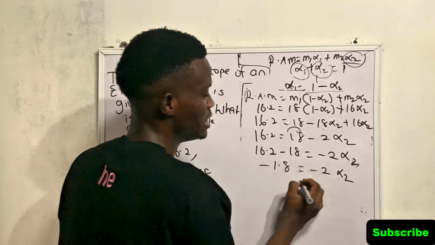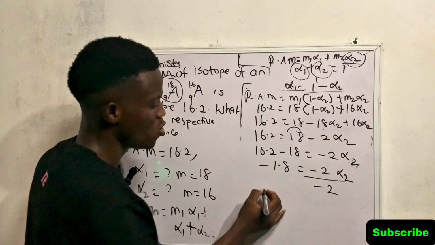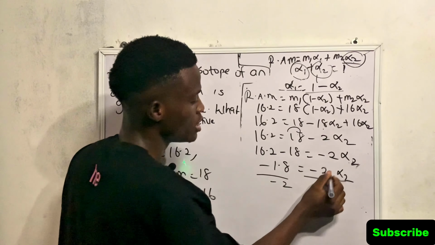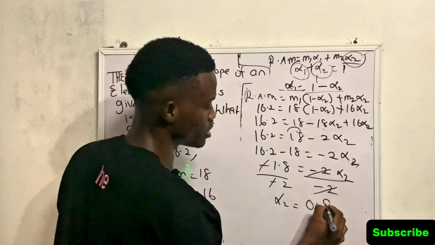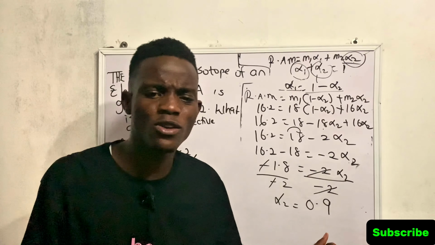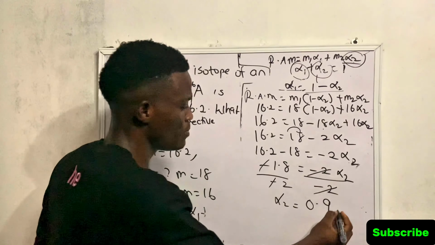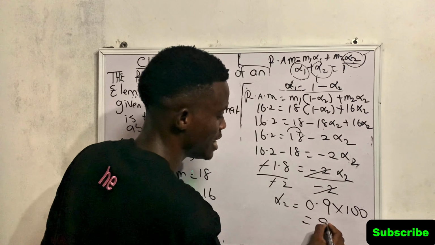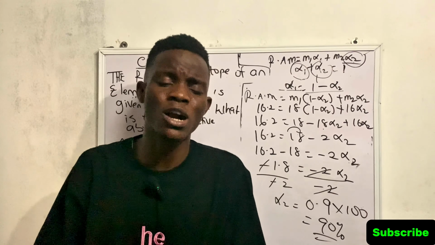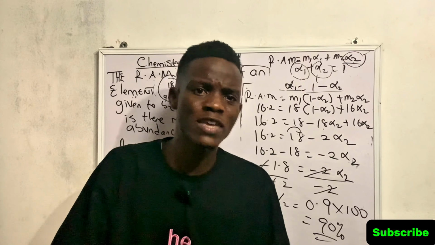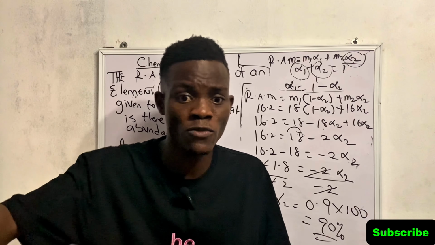That's going to be, divide both sides by minus 2. Minus 2 over minus 2, this one cancels. That's alpha 2 is equal to 0.9. I told you guys that you can never read abundance like this. You have to convert it to percentage by multiplying by 100. That's going to be 90%. So let me just give you guys a clue: whenever you calculate alpha 1, it may give you like 10%. Just do 100 minus 10. That's 90% for the second one.